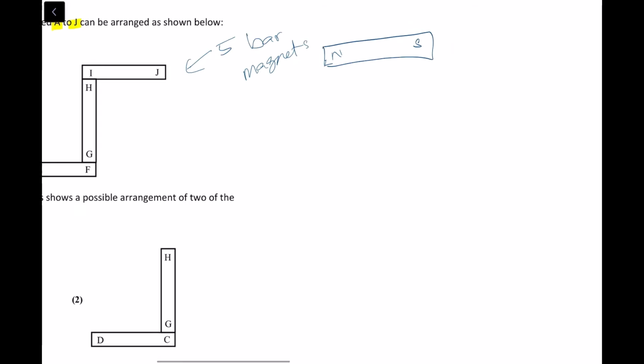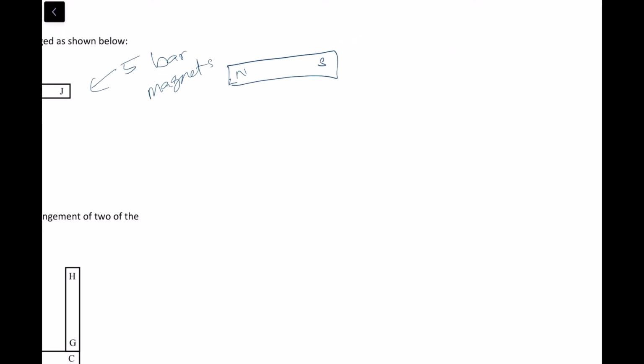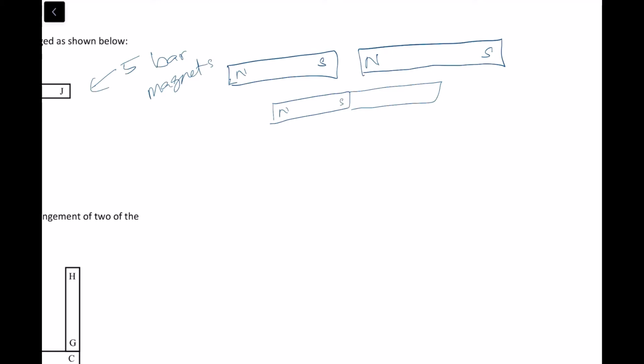We also know that unlike poles attract, meaning that if you bring two magnets such that the north pole of one magnet is facing the south pole of the other magnet, then they will attract. So these two magnets will eventually become like this. This is north, south. I'll use a different color to differentiate. This is the attraction between unlike poles of a magnet.